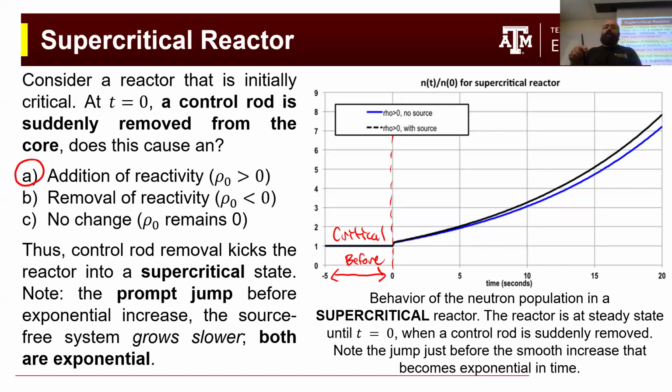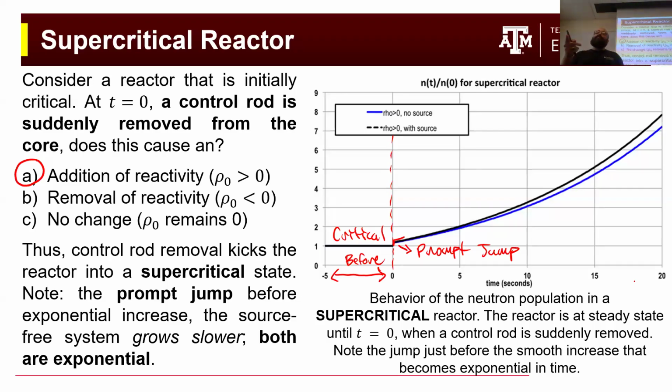And as a result of that, now we have a system that was critical, and now it's supercritical, and that means that our population is going to increase exponentially. And so on both plots, you can see that there's a little bit of an uptick right as the transient occurs. That little uptick is what we call the prompt jump. It's just a little uptick in the graph that is there because of the solution instantly changing. And then it's going to follow more or less the exponential behavior that we would expect for a system that is supercritical.